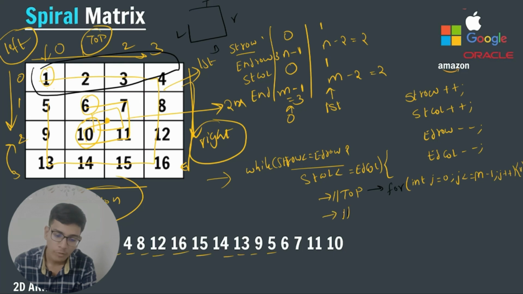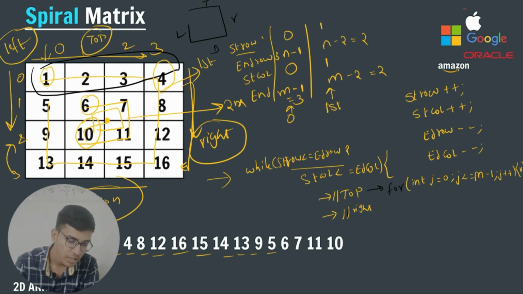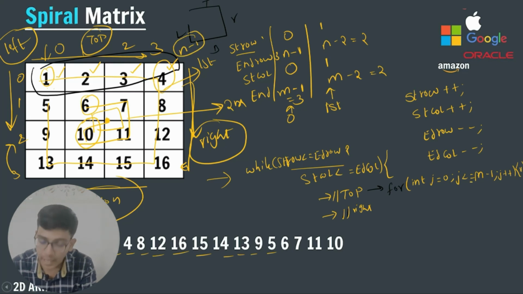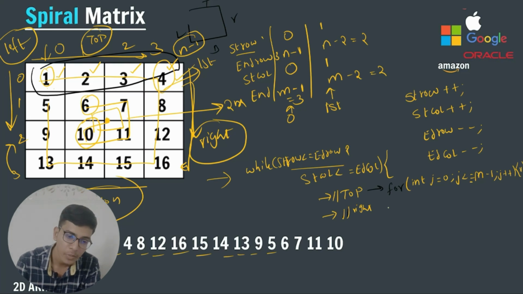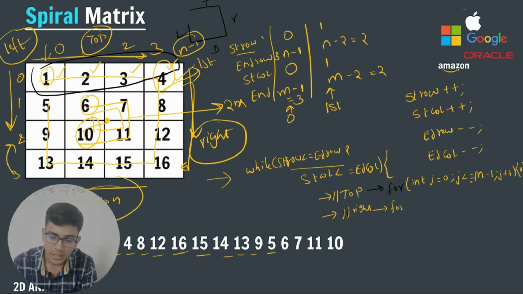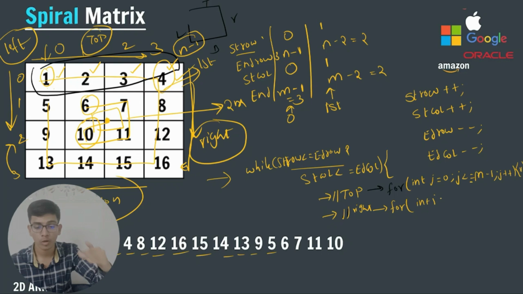After that, what I have to print is my right. For right, you can see that in the top loop I am traversing, I have printed 1, I have printed 2, 3, 4. So I am coming to n minus 1. You can see that j should be less than or equals to, so this element will get printed. So my for loop will start from int i, this is the row-wise traversal, right?